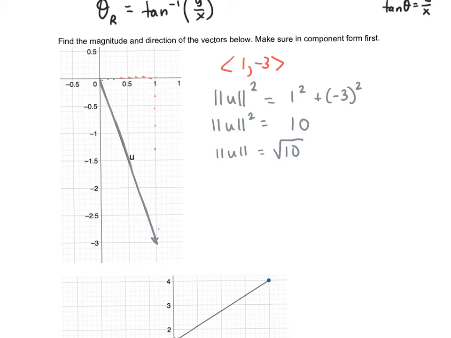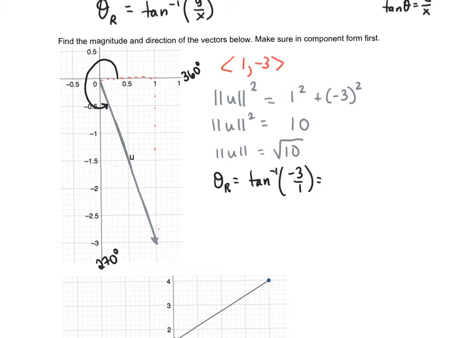Now, as far as the angle and the direction, it goes all the way around here. So we know it's an angle somewhere between 270 degrees and 360 degrees. So what I'll do first is I'll take my reference angle, which is the inverse tangent of y over x, so -3 over 1.